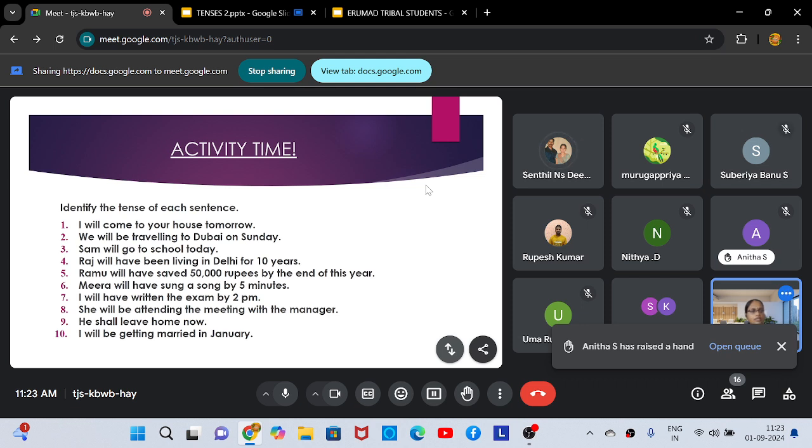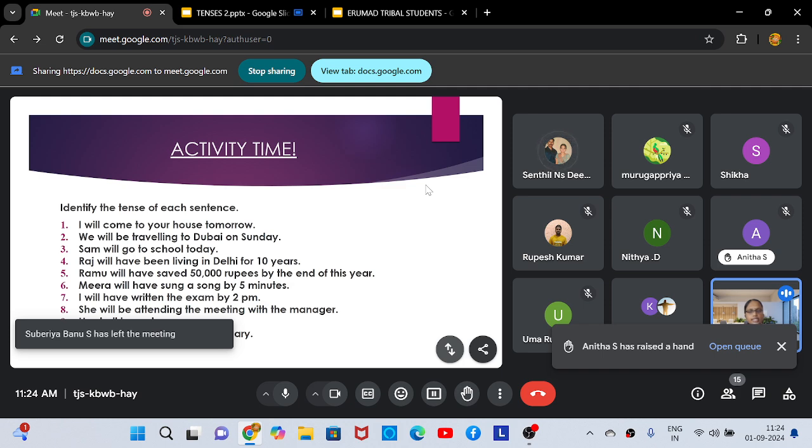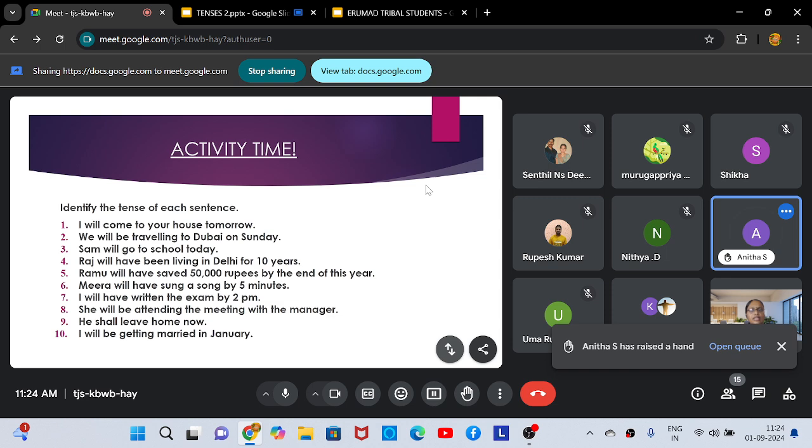Okay. Yes. I think Lakshana has raised her hand. Yes, Lakshana. You raised your hand, la? Ramu will have saved 50,000 rupees by the end of this year. What tense is this?